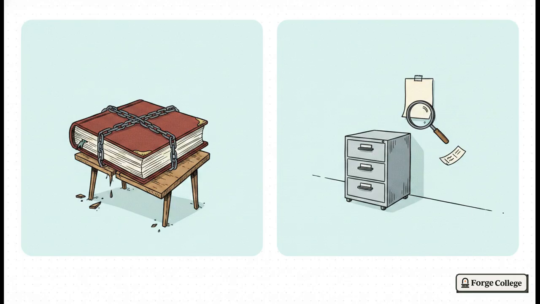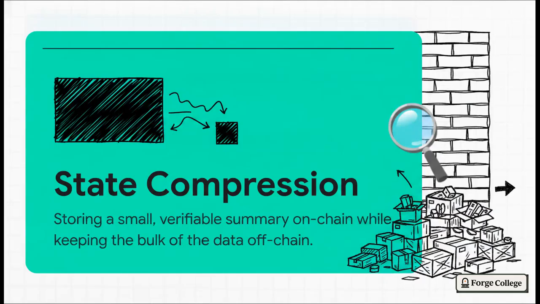But what if instead we just used receipts? You keep small paper receipts in a cheap filing cabinet out back, and every day you just print one single summary sheet and tape it to the office wall. Anyone can check their receipt against that daily summary sheet on the wall to mathematically prove their item is in the warehouse. So the crucial point here is that this exact concept is what we call state compression.